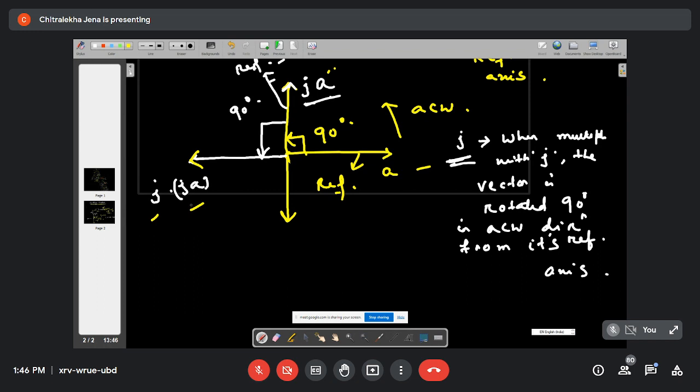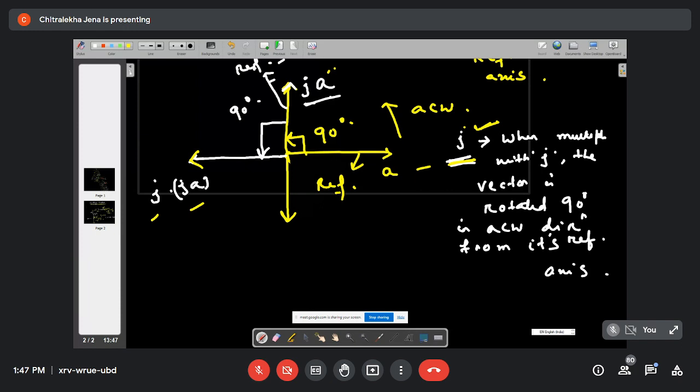Okay, so here, remember, j is a variable. When multiplied with any vector, it just rotates that vector 90 degrees from its original axis in the anti-clockwise direction. Is it clear? So now, what is this vector?